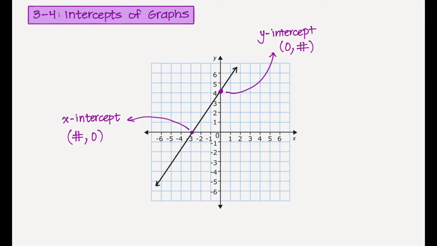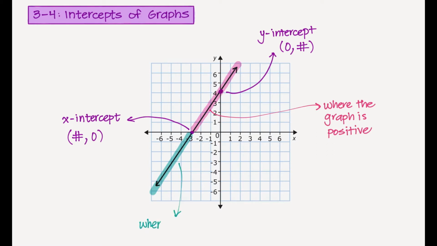Now, I'm going to highlight a certain section of this graph, and this right here is representing where this graph or this function is positive. Okay, so we're going to write that down. Likewise, the other half of this graph that I'm going to highlight here is where the graph is negative, or where this function is negative. Okay?